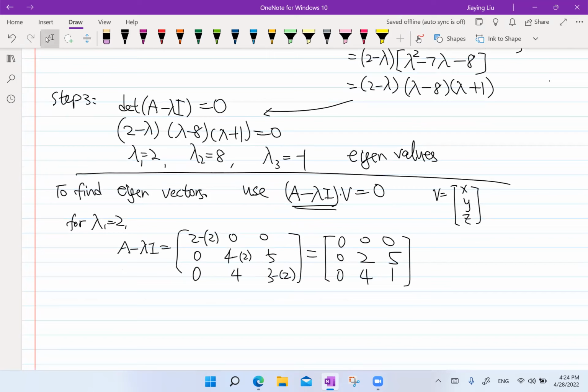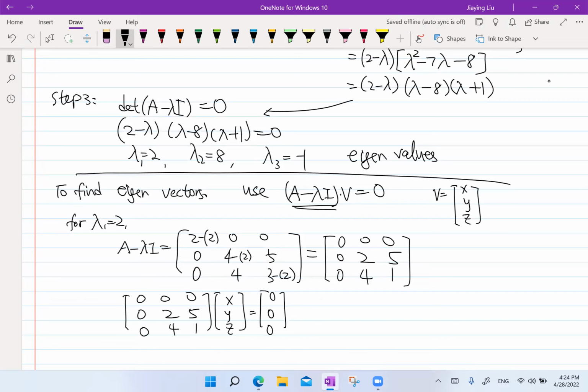And from here, I'm going to use the formula above. So A minus lambda I times v equals 0. So put it in matrix form. That's 0, 0, 0; 0, 0, 2; 5, 0, 4, 1, times x, y, z. That should equal 0, 0, 0. Then we can convert this into a system of equations.